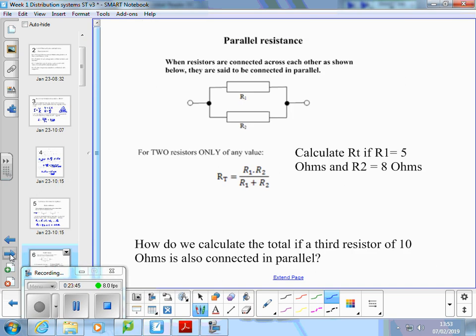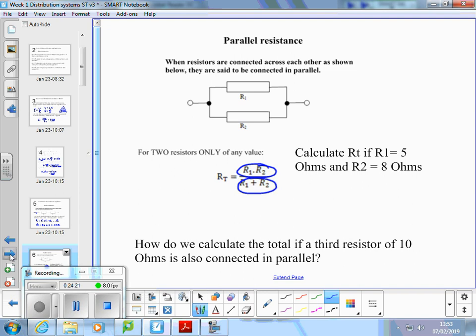Now, parallel resistance. This is where we have 2 or more resistors connected across each other. For 2 resistors only, we can use this formula that's called the product over sum formula. In mathematical terms, product means multiply, so the product is multiplying the 2 together, and then the sum.